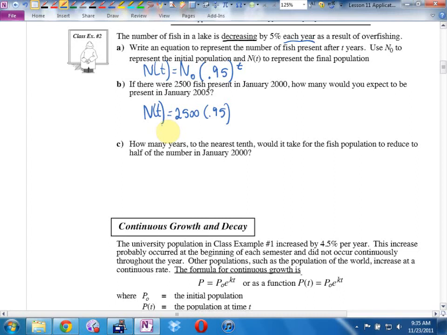Is my variable sitting as an exponent? No. Is my variable already by itself? Then go to your calculators, please. What is 2,500 times 0.95 to the 5th? What population is left? 1,900 and? Can we have 0.5 of a fish? Look, give me a little minnow! That's probably about 1,930, to be real honest.